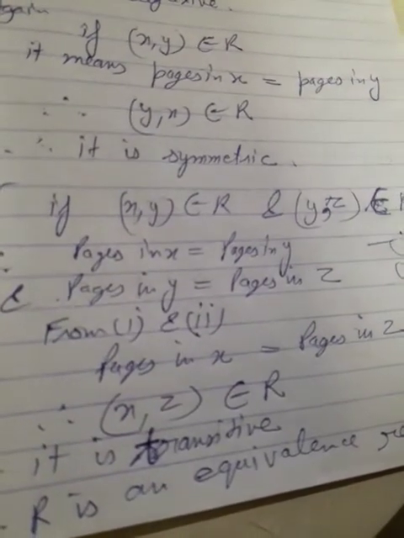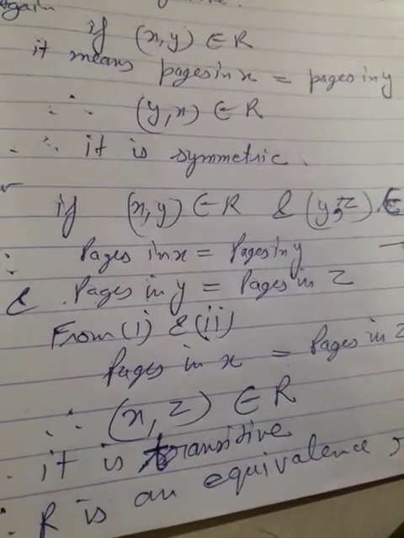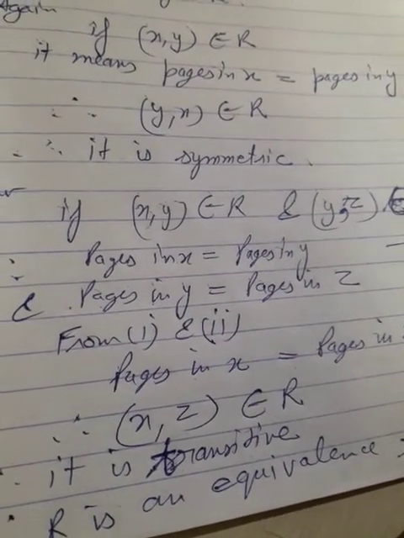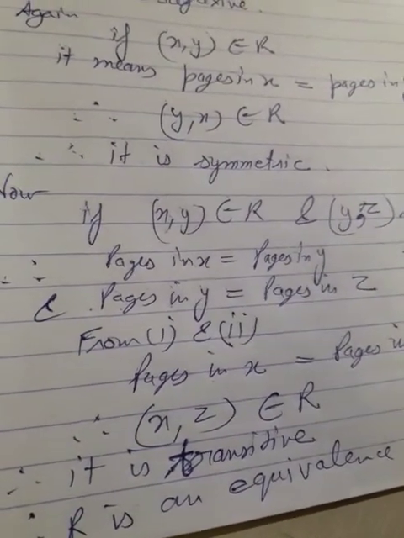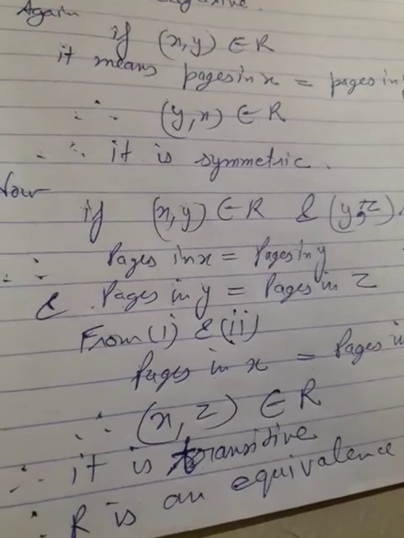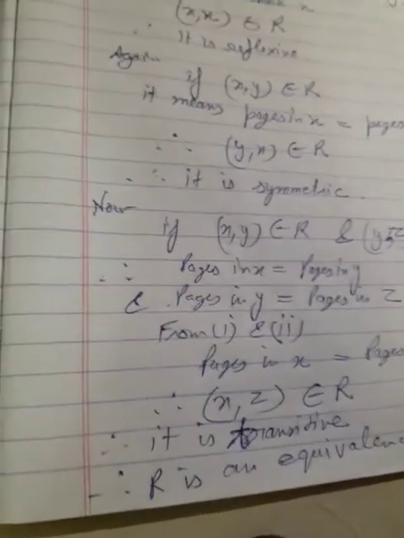So if (x, y) and (y, z) belong to R, and we have already proved that (x, z) also belongs to R, it means this relation is transitive also. Now if any relation is reflexive, symmetric and transitive all the time, then it will be an equivalence relation.